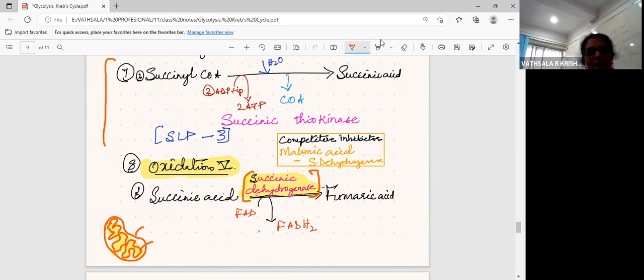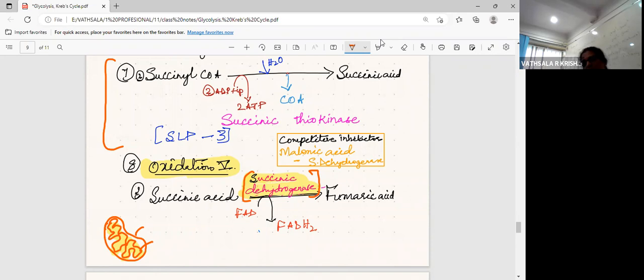This is an important concept, an important step. Why is this important? Because here the third substrate level phosphorylation takes place, where two had taken place in glycolysis. This is how the NEET questions will come. Which of the following is not a substrate level phosphorylation? Conversion of phosphoenol pyruvate to pyruvic acid is the second one. Which is the first one?